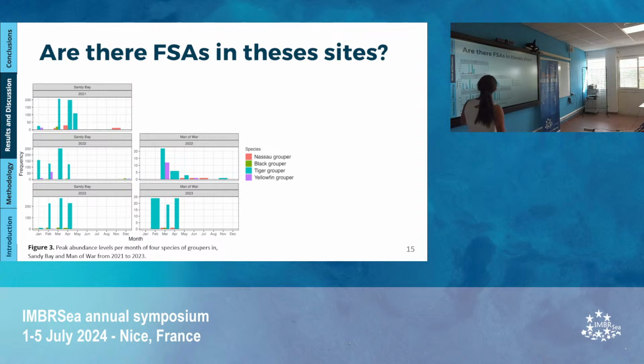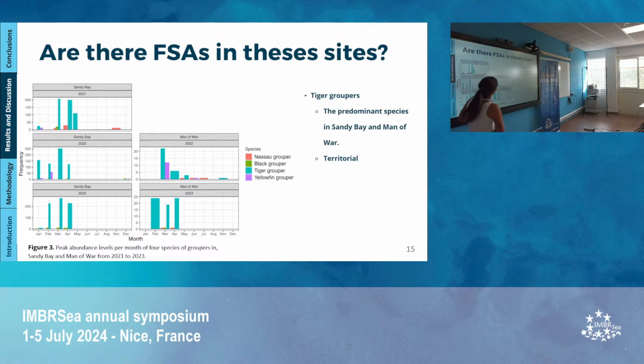So here is Sandy Bay and Man of War. In Man of War, the studies started in 2022. So first, we can observe that in Sandy Bay, the tiger groupers were consistently the predominant species, recording the largest aggregation across the 3 years under analysis. The spawning event was observed in March and April of the 3 years. And in Man of War, despite the fact that these aggregations are smaller than in the other sites, the interesting thing here is that these peaks are in the same month as in Sandy Bay.